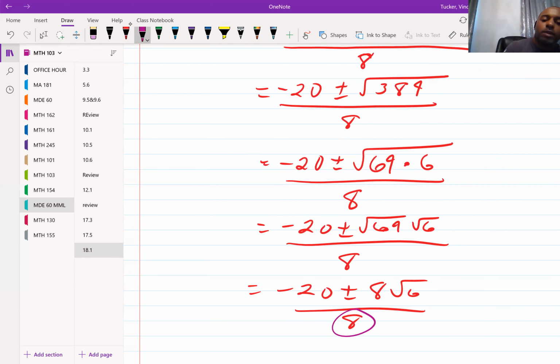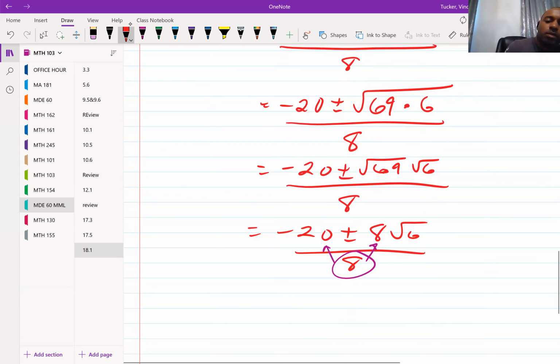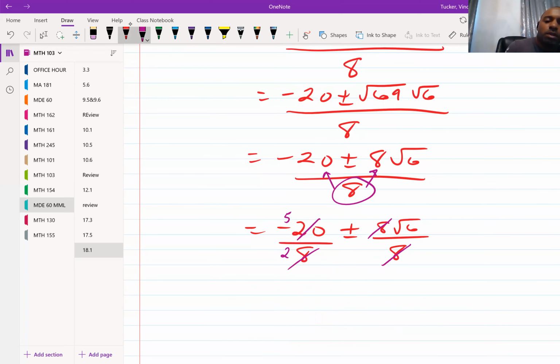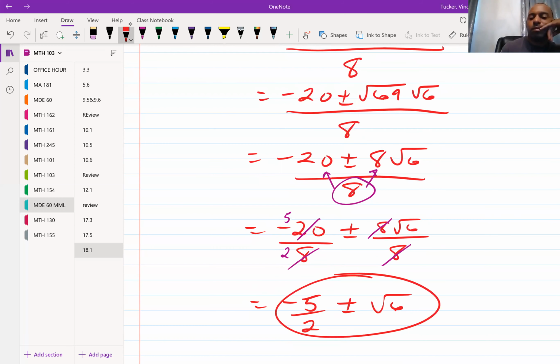And then to simplify it all the way down, take the 8 into each. All right, 8's cancel here. Here, 4 goes into each. Leaves you with 5 and 2. So our final answer is negative 5 over 2 plus or minus square root of 6. And that's good enough.